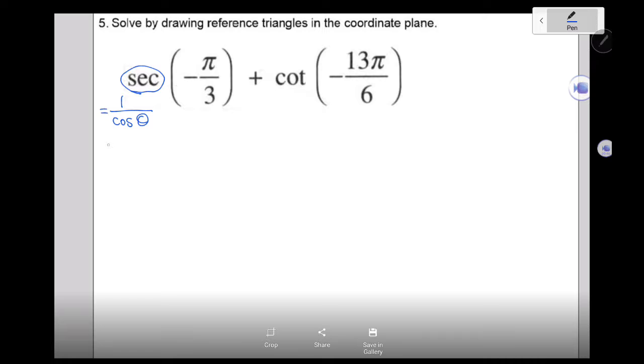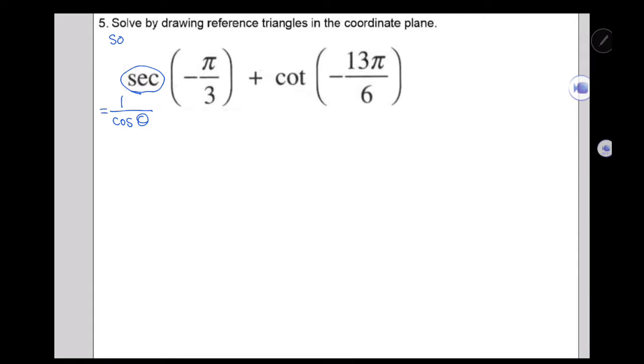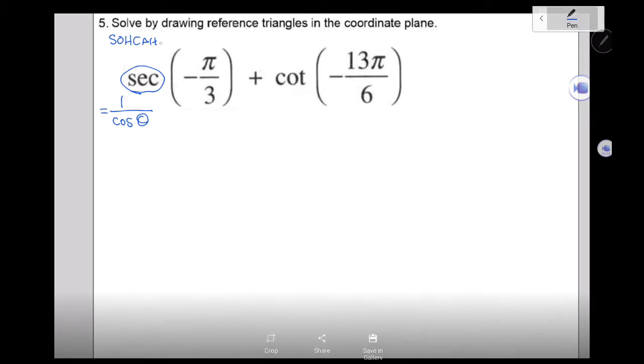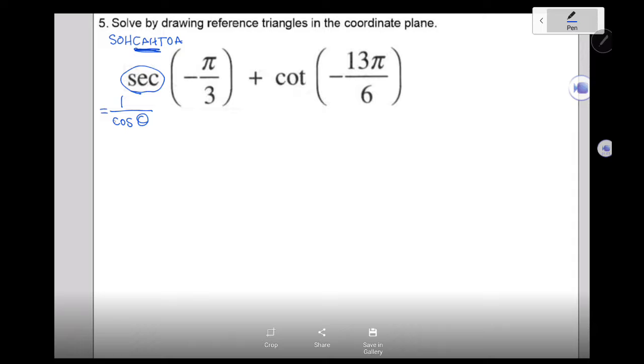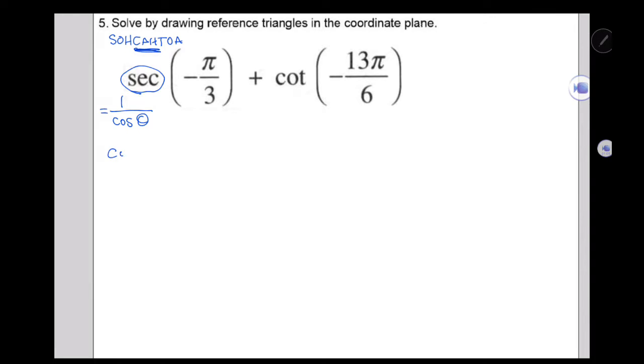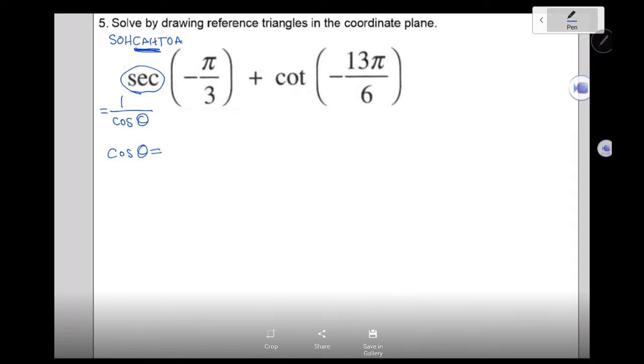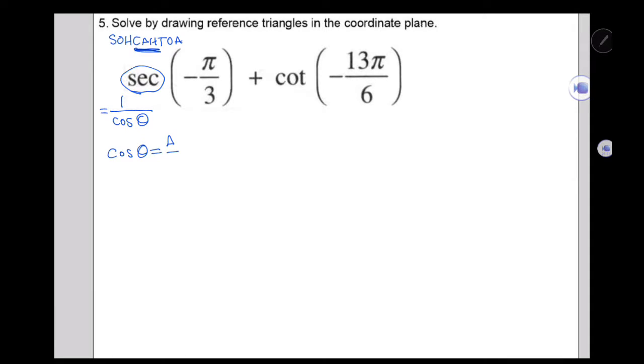That's the first thing. And then the second thing is SOHCAHTOA. We're going to be using cosine, so we're thinking about the CAH part. CAH is saying that the cosine of this angle, theta, is equal to the adjacent over the hypotenuse. Okay, so we're going to use that.